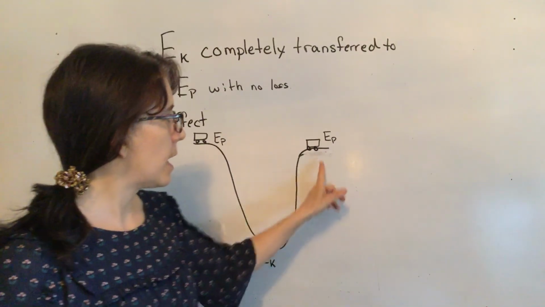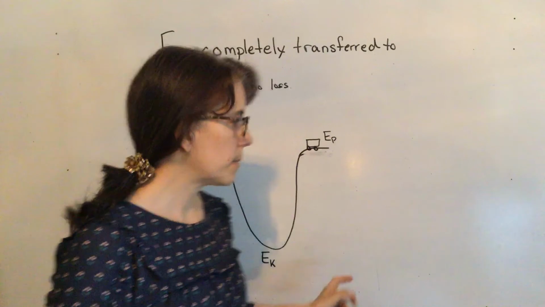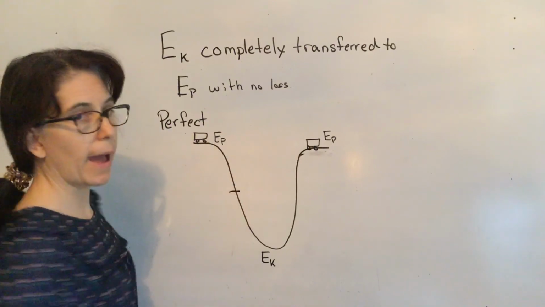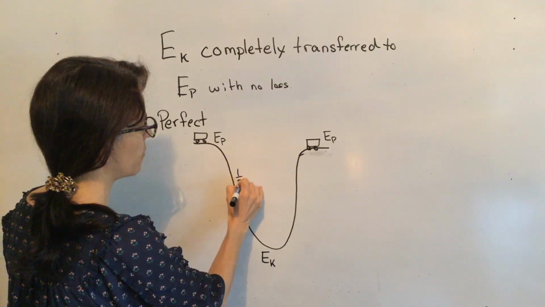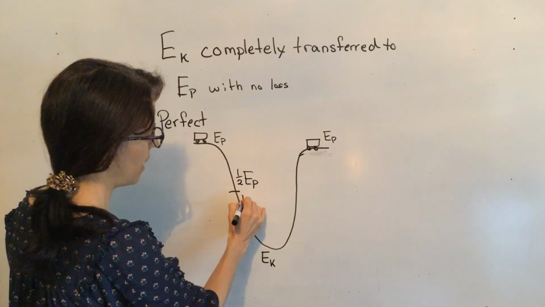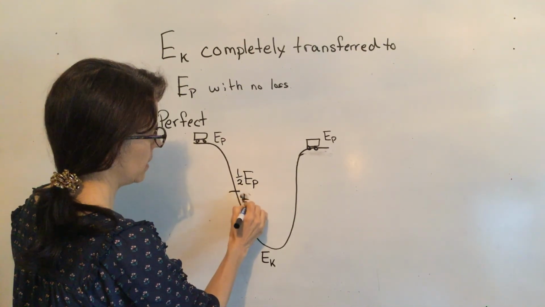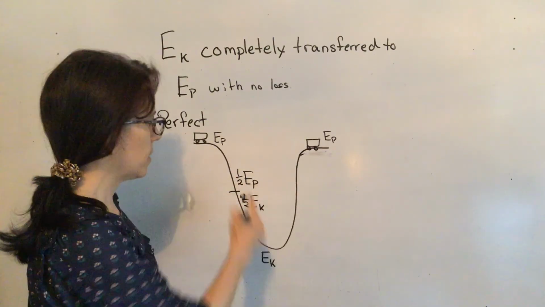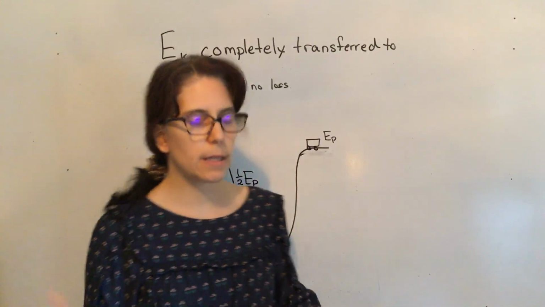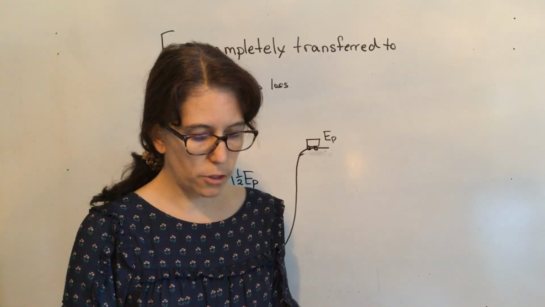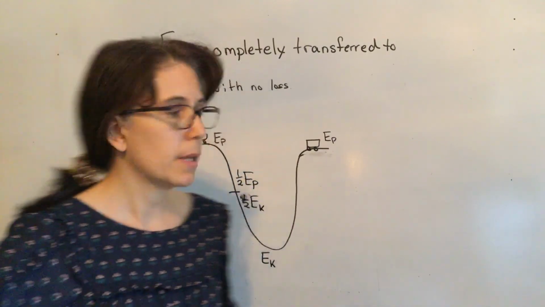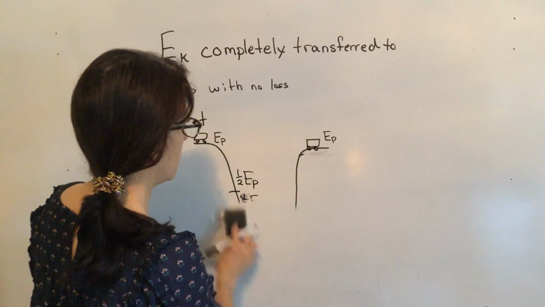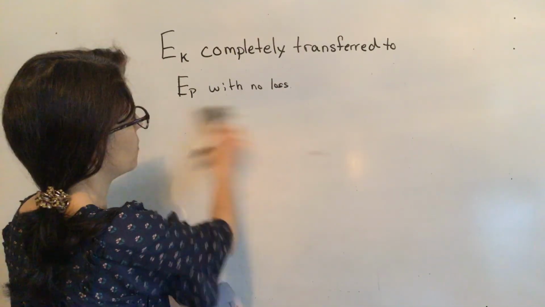never slows down, and it always can get back up to the same height, because at any point on the roller coaster, for instance, if I'm halfway down, I'm going to have half my potential energy and half my kinetic energy. So everything is just smoothly, nicely being transferred from one type of energy to the other. That would be one way to visualize a conservative force, the conservative force of gravity on my perfect roller coaster.